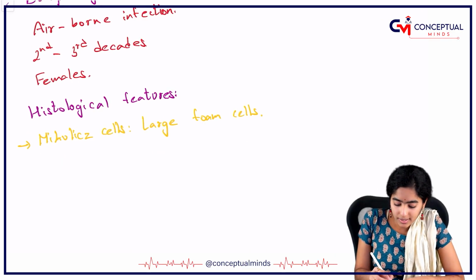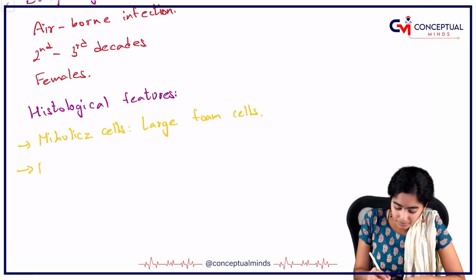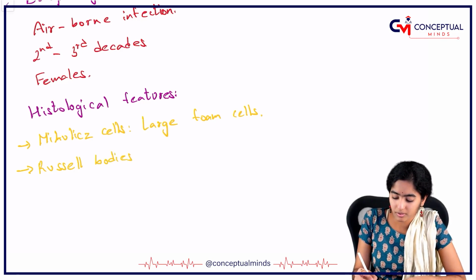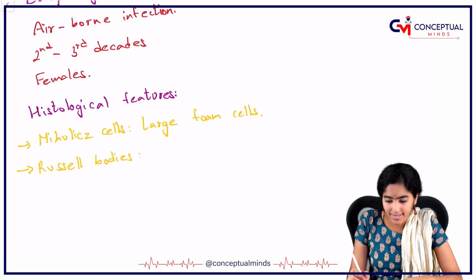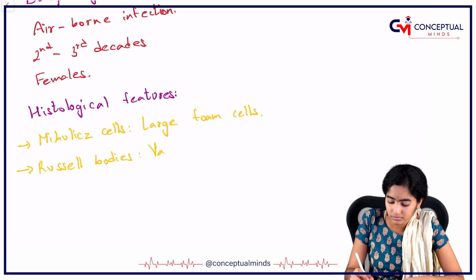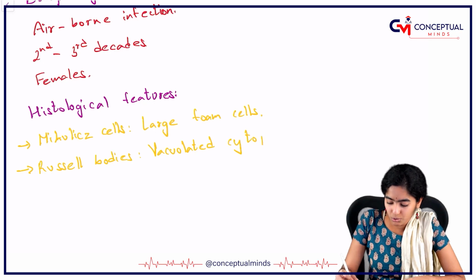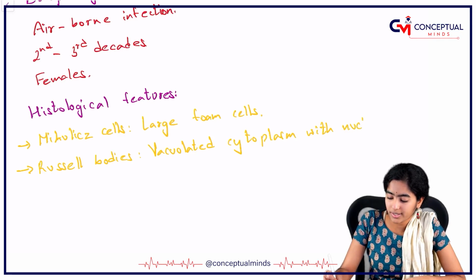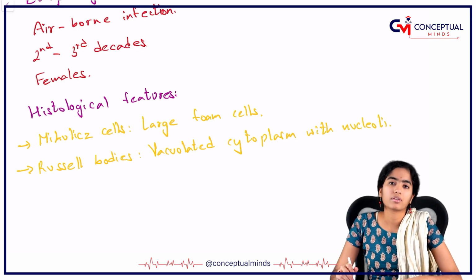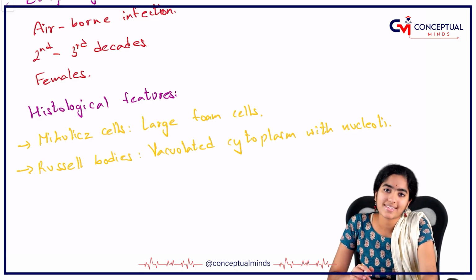And also, there are characteristic cells called Russell bodies. These Russell bodies are vacuolated cytoplasm with nucleoli. These 2 features are very, very important in the histopathology of rhinoscleroma. And also you will find the bacillus inside the Mikulicz cells.